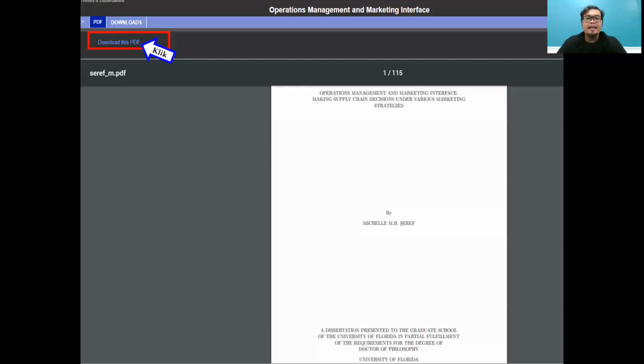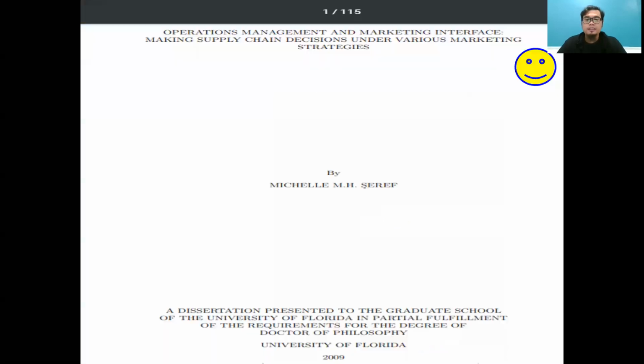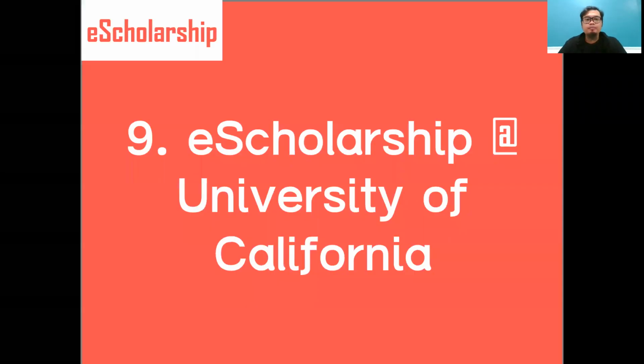Before I can get the full text, I need to click download this PDF. Suddenly I can get the full text, okay, Operation Management and Marketing Interface, making supply chain decisions under various marketing strategies, from the University of Florida.